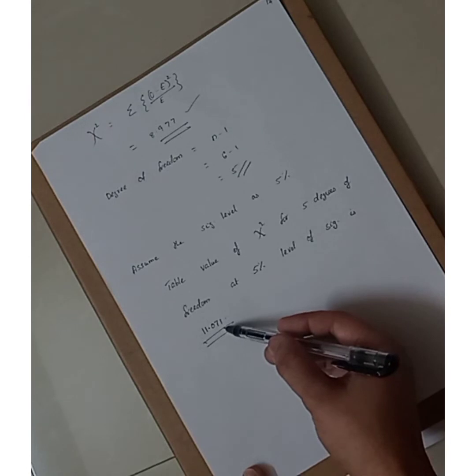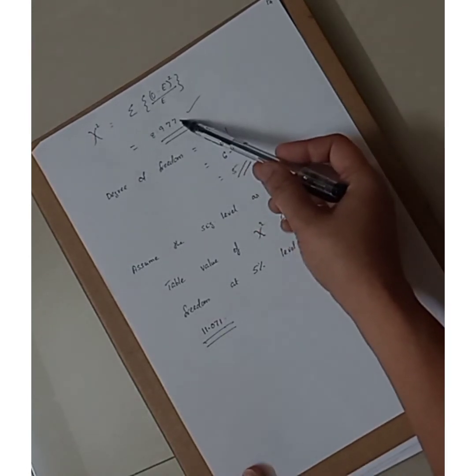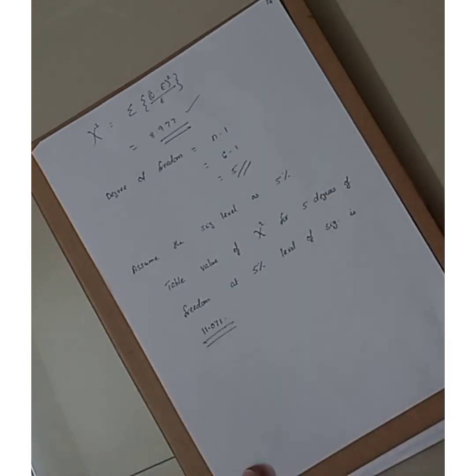This is our tabular value and this is the calculated value. So the calculated value is less than the table value, right? So since the calculated value is less than the table value, the result supports the null hypothesis. That means here we can accept the null hypothesis. So we can say that there exists goodness of fit.